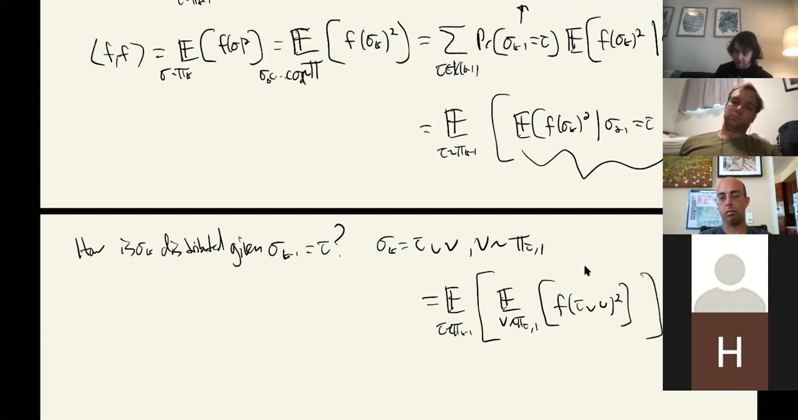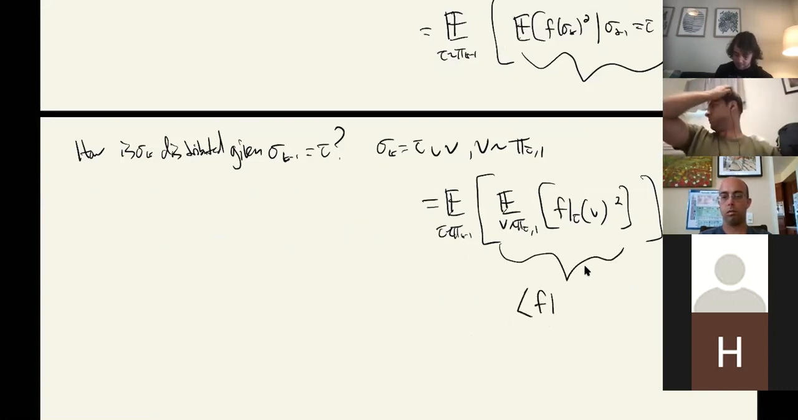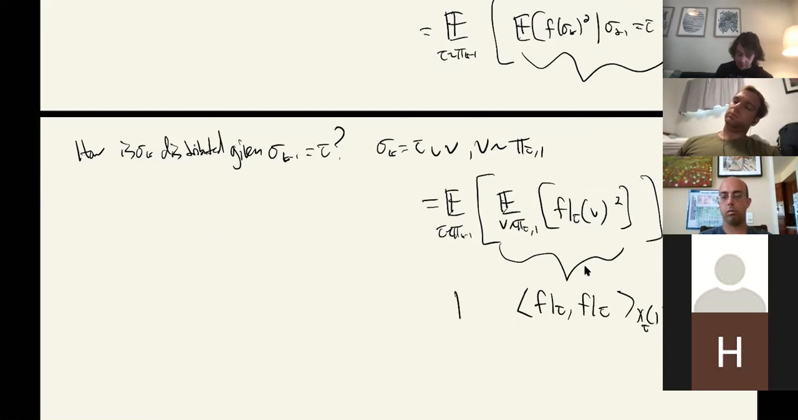But f of tau union v we can rewrite, right? This is by definition equivalent to f restricted to tau of v. And then this inner expectation, by definition, is the inner product of f restricted to tau with itself over the link, right? Over X tau of 1. And so we're done. This is exactly what we were trying to prove.